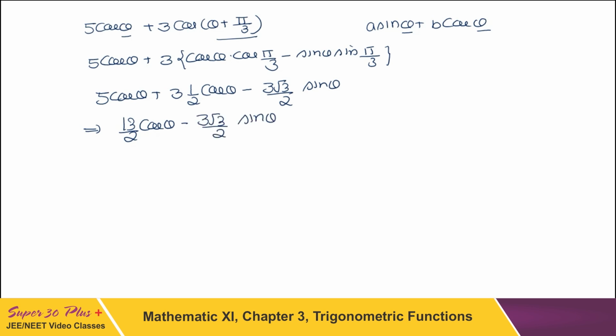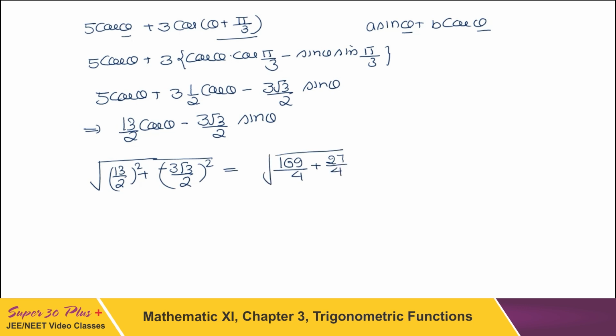After simplifying, it is 13/2 cos theta minus 3 root 3/2 sin theta. Now it is an expression of the form a sin theta plus b cos theta. The maximum value and minimum value can now be obtained. It is the square root of (13/2) whole square plus (minus 3 root 3/2) whole square. Now you can simplify it. It is the square root of 169/4 plus 27/4. Again simplify it: 196/4, which is 14/2, equal to 7. That's why we can say the minimum value is -7 and the maximum value is +7.